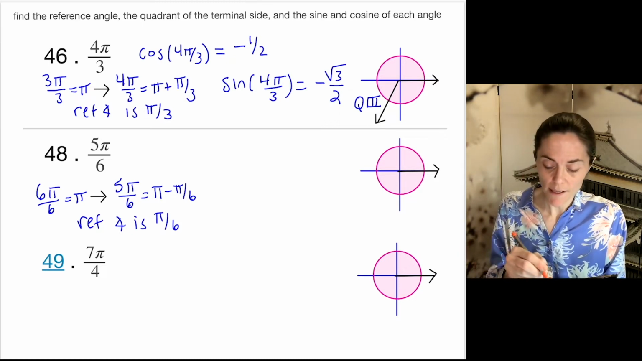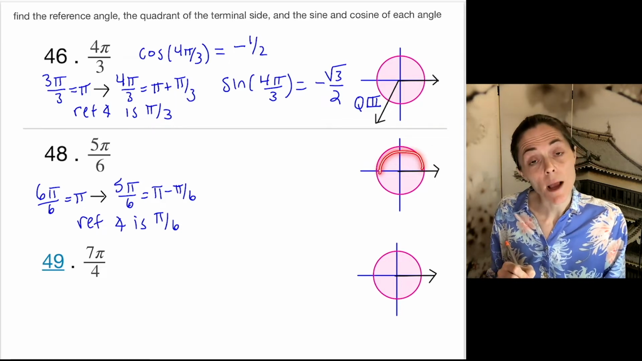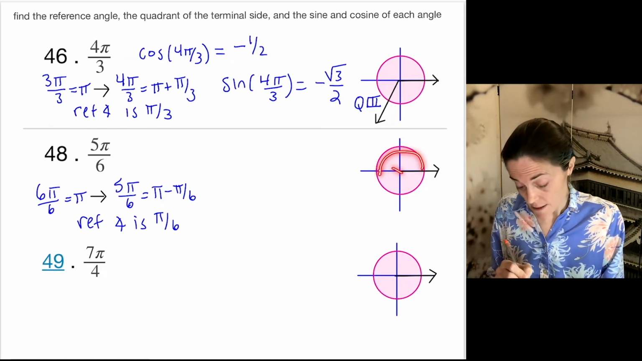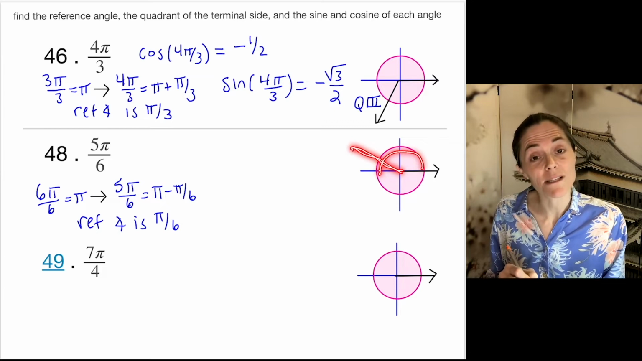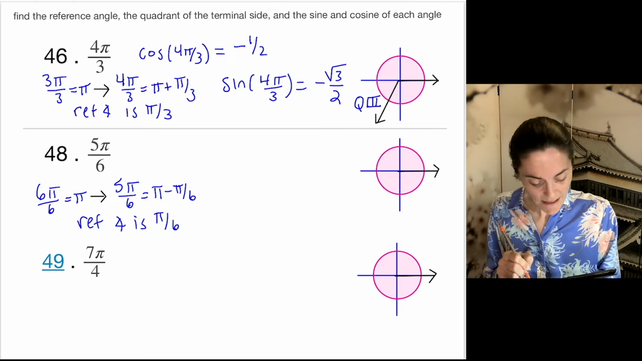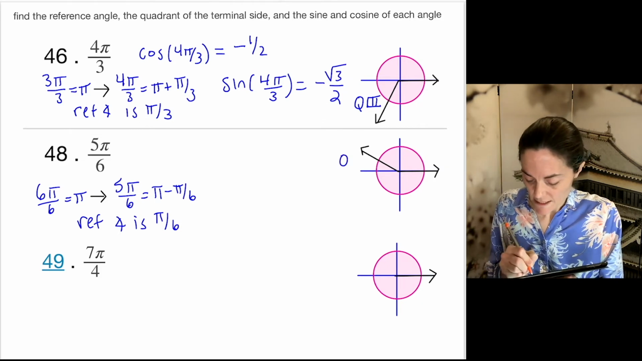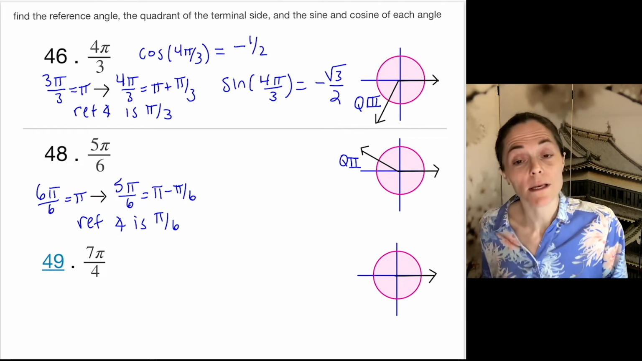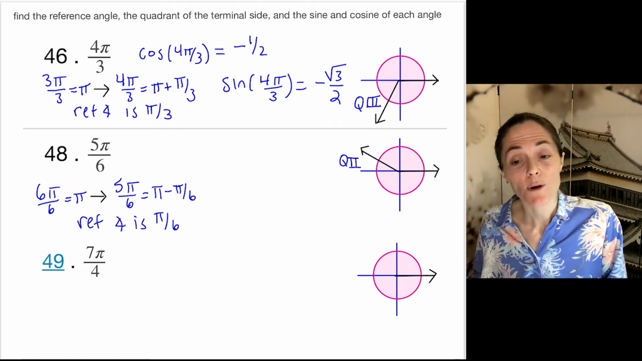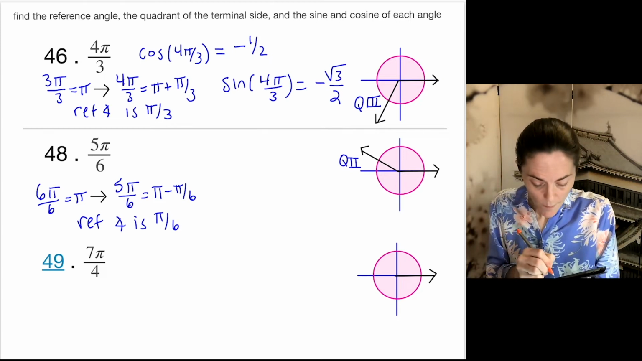Now, let's draw it here. We go pi, this is to here, but then subtract pi over 6. So this will be up here, quadrant 2. Let's graph it, then we will write the quadrant. It's going to be here, which is, as I said, quadrant 2. Now, you notice in this quadrant, cosine is negative and sine is positive. That's going to help us.